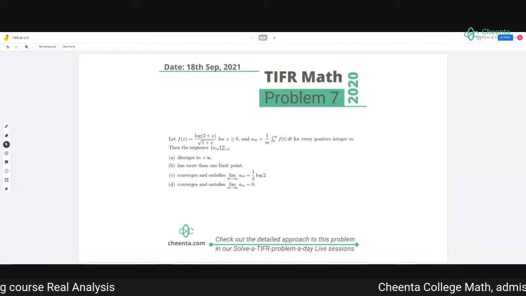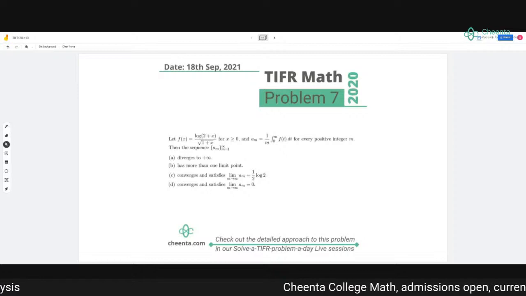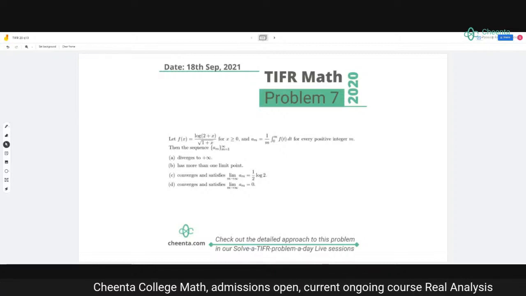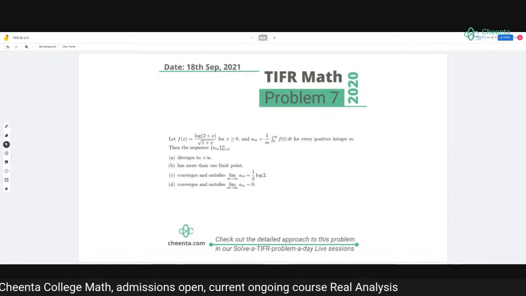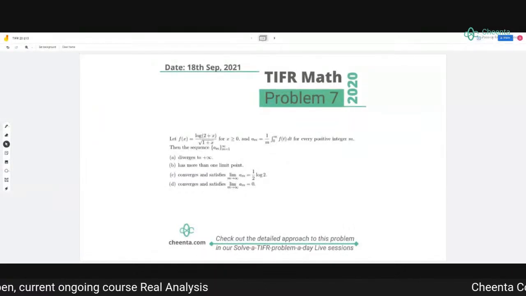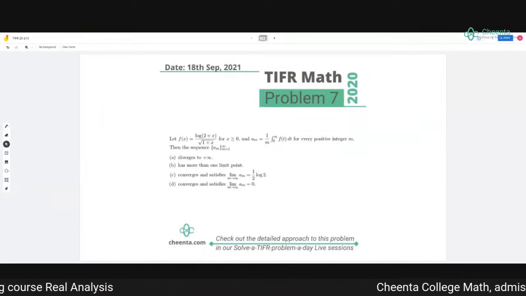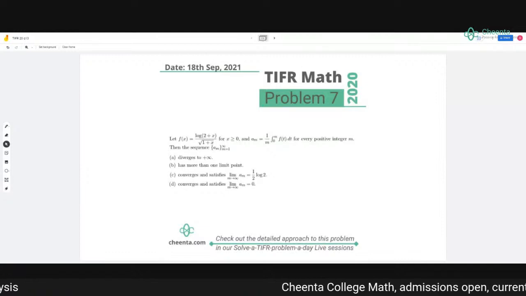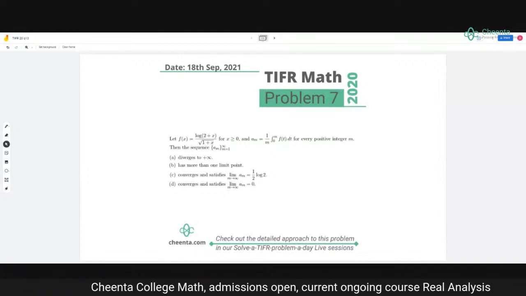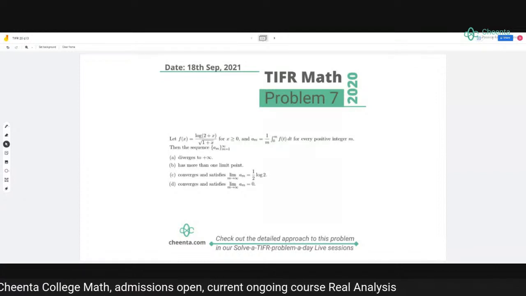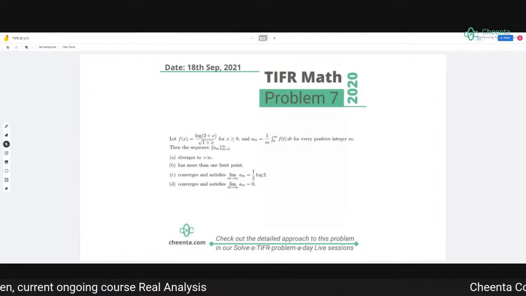Welcome all. So today we will be discussing problem number 7 from TIFR 2020's paper. This problem, as you can see, has been given in the form of an integration, but there are several ways to do it. The method that I will be using in this video is basically a direct descent from the inequalities. So we will be using this property very heavily.